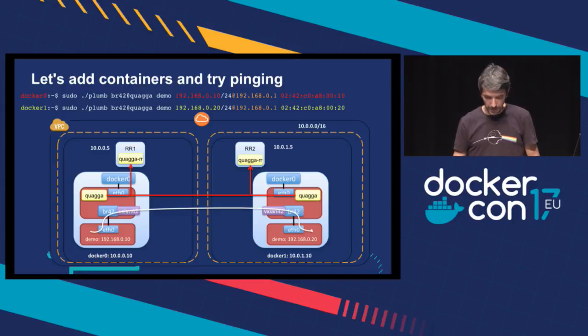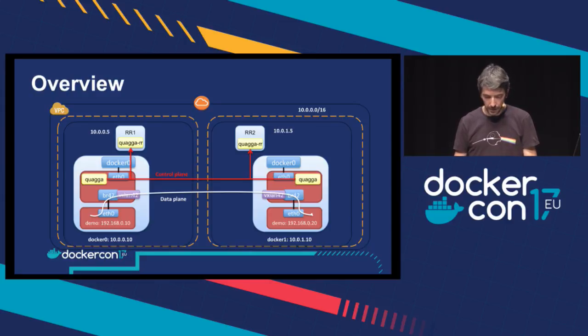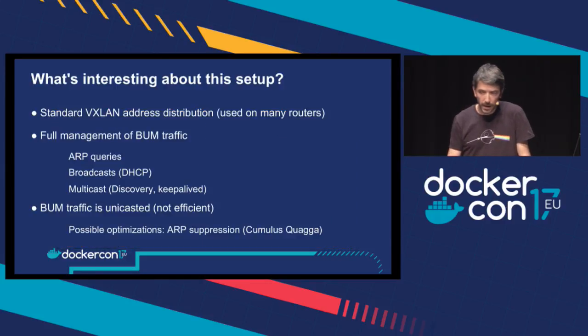So this is what we did. This is the BGP information I showed you. This is the overview. Compared to before, we still used VXLAN for the data plane, so for actual frames, but we use BGP as a control plane this time. What's interesting with this setup is that we use a standard VXLAN address distribution, which means we can connect our network to any router that's able to do VXLAN and BGP-EVPN.